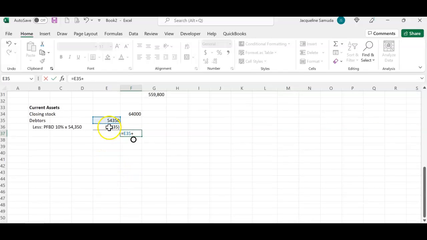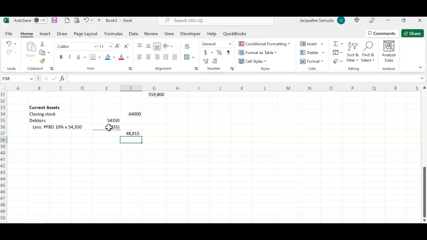Then we're going to look at our bank account. Let us see, it's an overdraft, so we're not going to put it here. We have cash, and the figure for cash is 18,200.